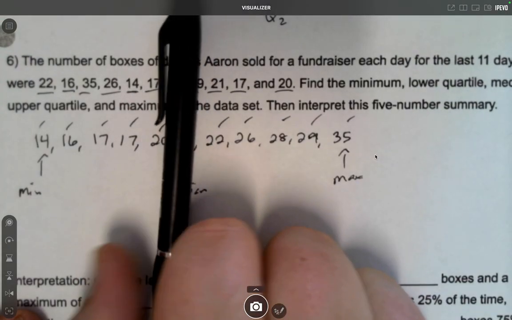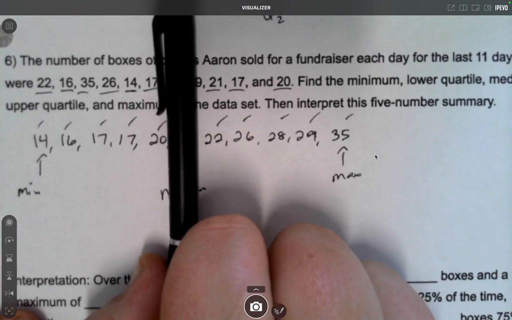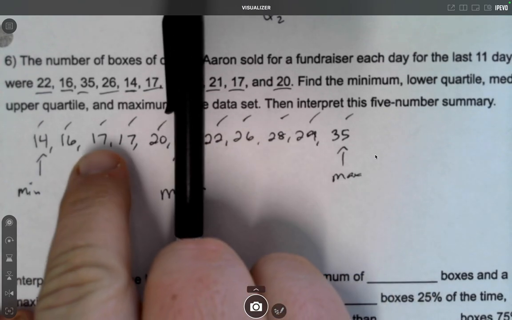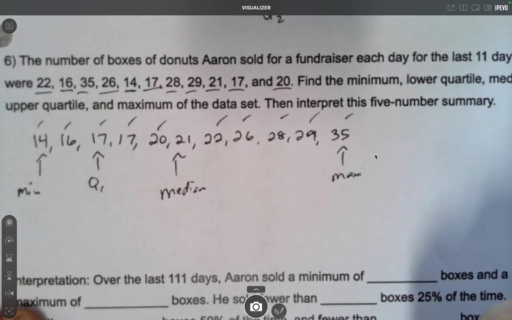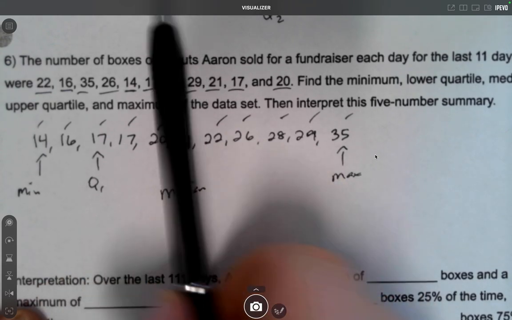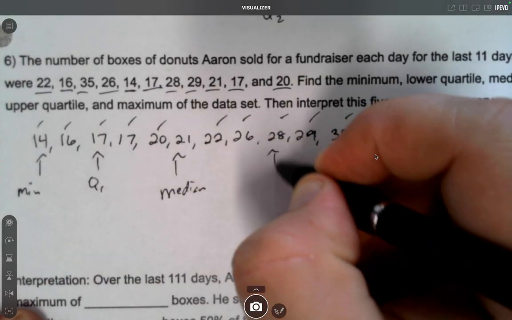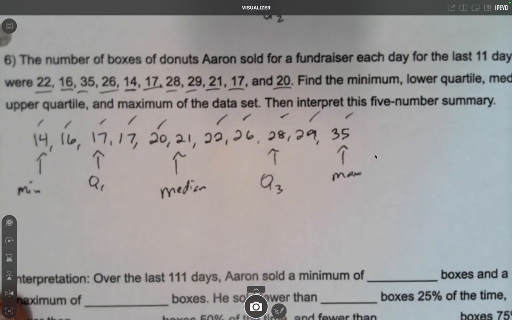So then we cover up that number, that 21, and we look over at this side. Okay, so there's 5 numbers over on the left. The middle one is 17, so that's the first quartile. Then we cover the median, look over the right. 28 is the middle number. That's the third quartile. So we have found the 5-number summary.